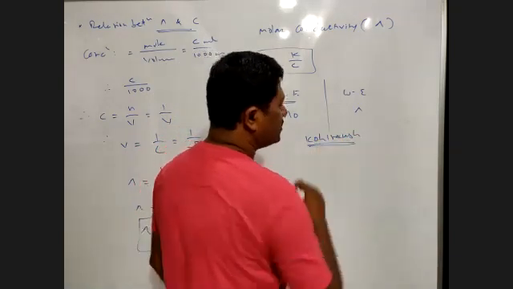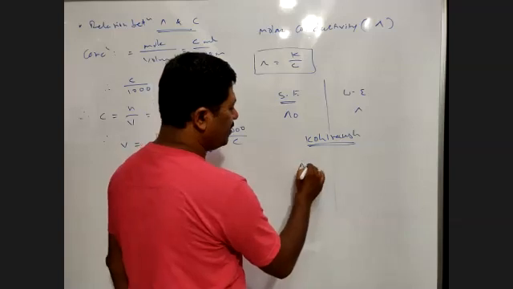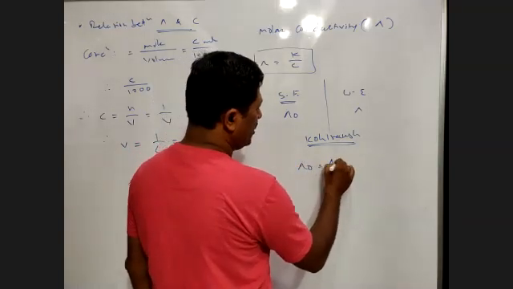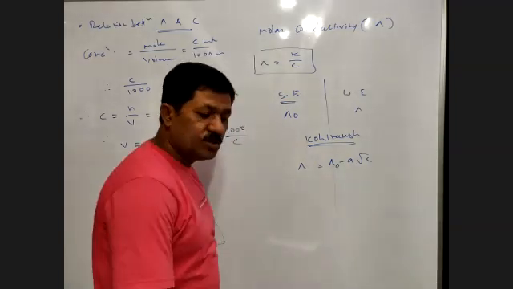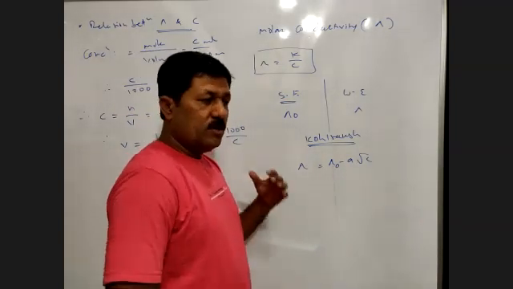Kohlrausch is the scientist who derived the relation between these. According to him, lambda is equal to lambda naught minus a into root c. So this is the relation called the Kohlrausch law.